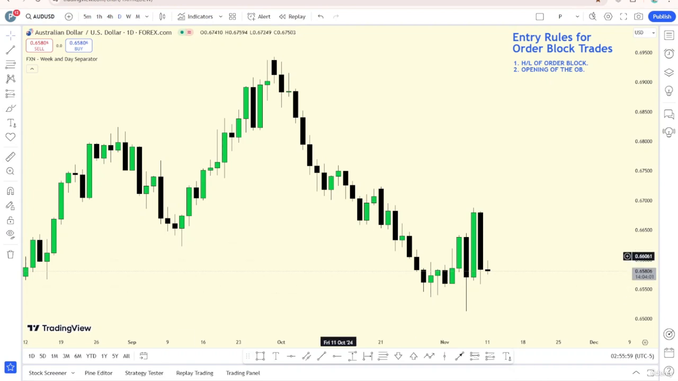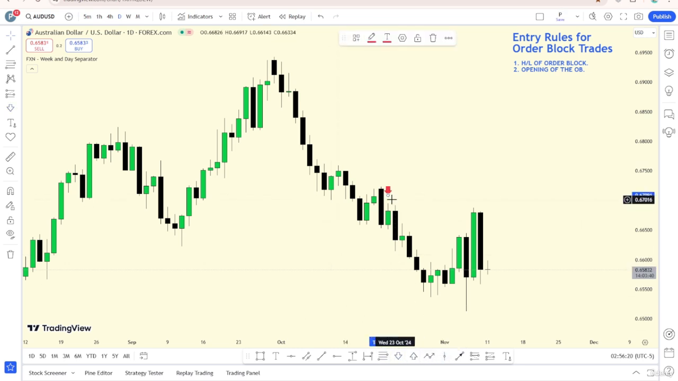So in this lesson, we're going to look at the entry rules for order block trades. Basically, we have two entry rules for order block trades. The first example we're looking at is a bearish order block. We're going to look at the Australian dollar. This is the daily chart, that's our example.